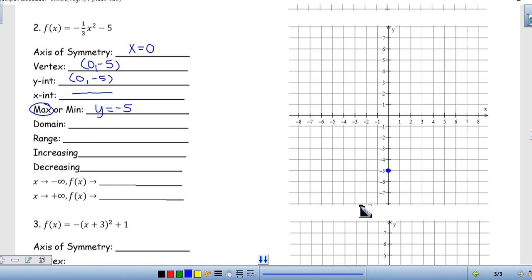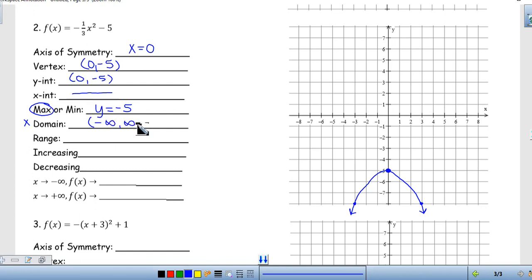Now I'm going to go ahead and sketch the graph so I can look at this and identify these other parts. The domain and the range. The domain only focuses on the x values. How far to the left and how far to the right does this graph go? With parabolas, the domain is always the same.